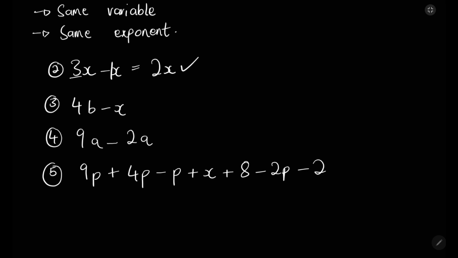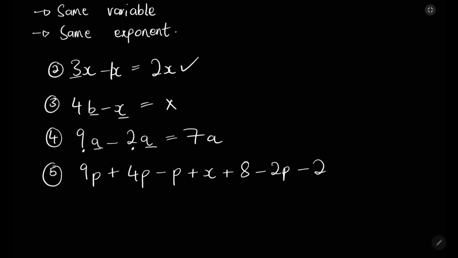Let's move to number 3. We have 4b minus x. Are these like terms? You have b and x. These are not like terms, so we can't really do anything there. Let's go to number 4. 9a minus 2a. Are these like terms? You have a and a. You have to the power 1 and to the power 1. So we'll say 9 minus 2, which is 7. Then we write our a.